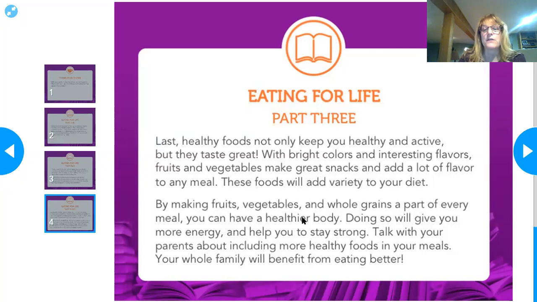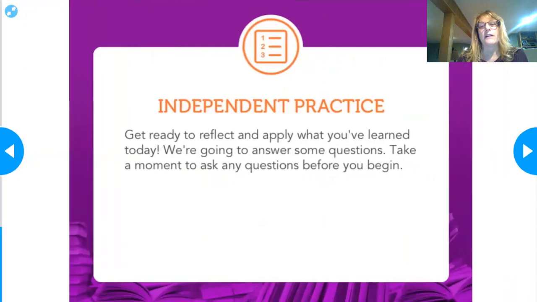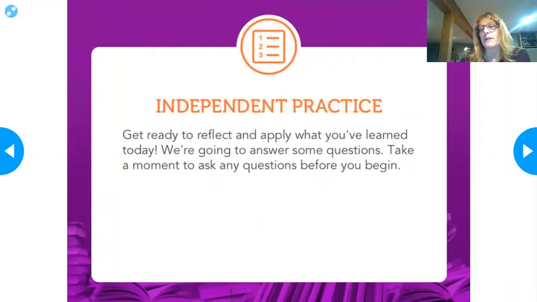Talk with your parents about including more healthy foods in your meals. Your whole family will benefit from eating better. So after you get done reading all of the slides, you'll click here. And what it's going to ask you is independent practice.